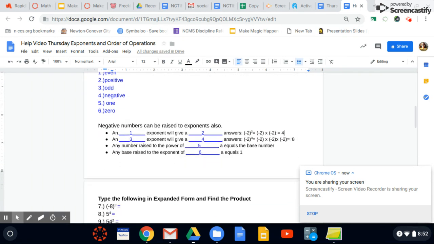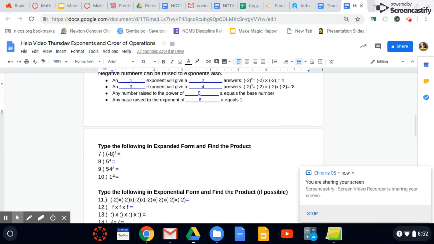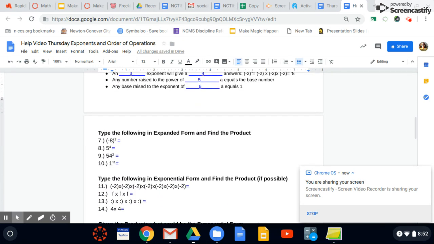So I'm going to scroll down, and I'll do one from each section just in case you weren't quite sure what it was looking for. So number 7 through 10 says type the following in expanded form and find the product. So I would type it out. I've got -8 to the third power, which is -8 times -8 times -8. And then it also said that it needs the product that's there.